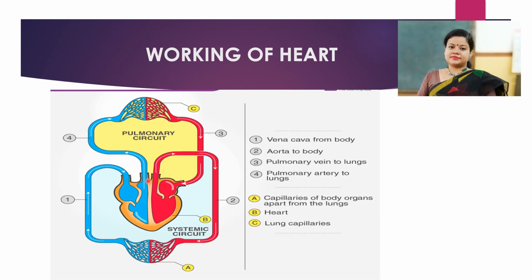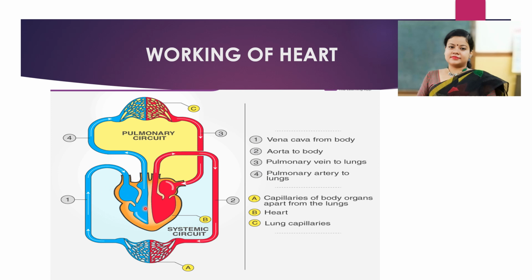Working of the heart. See, the heart has four chambers, right? So there is complete separation of oxygenated and deoxygenated blood. The right auricle and right ventricle deal with deoxygenated blood. The left auricle and left ventricle deal with oxygenated blood. So, the right auricle receives deoxygenated blood from the vena cava. Number 1, vena cava from the body.